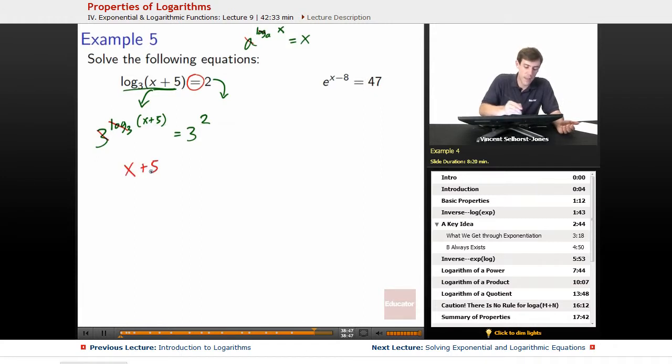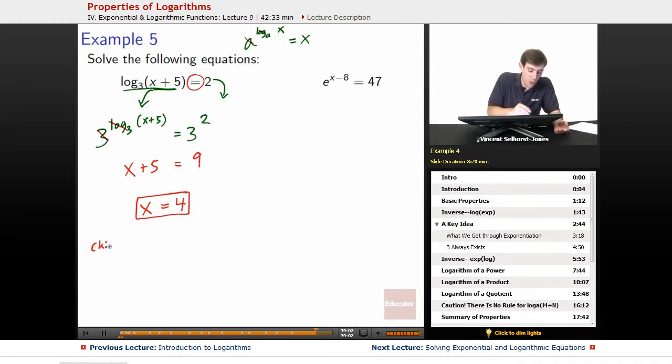of drops down. Equals, there's nothing to cancel on the right side, it's 3 squared, but we know what 3 squared is. 3 times 3 is 9. x plus 5 equals 9. We subtract 5 on both sides, and we get x equals 4. Great. And if we wanted to, we could check that that does wind up working out.